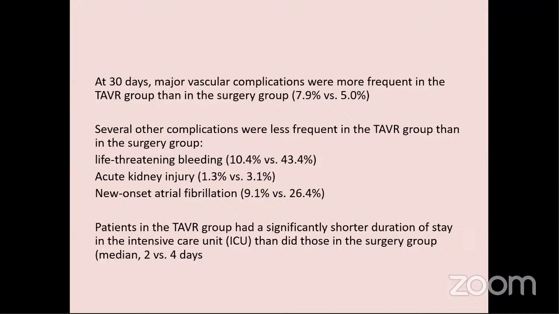That's true, but that did not affect the primary outcome, isn't it? Yes, you just have to understand this. This has probably happened within less than 30 days, but it did not affect your primary outcome. Meaning, probably most of these things are reversible in the surgical group. Patients in the TAVR group had a significantly shorter duration of stay in the ICU than the surgery group, who stayed 2 to 4 days.